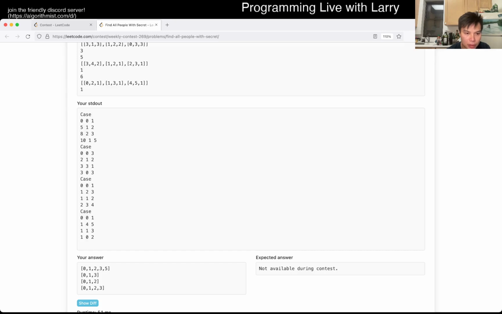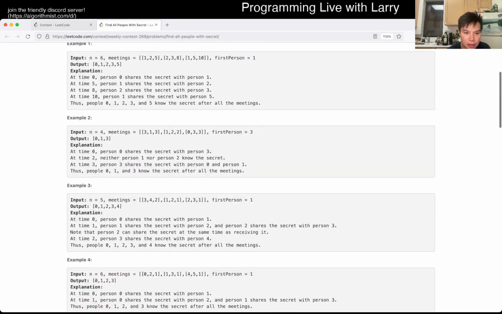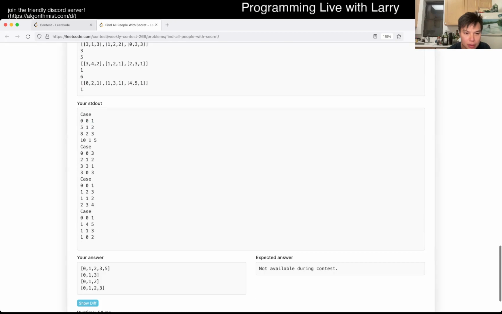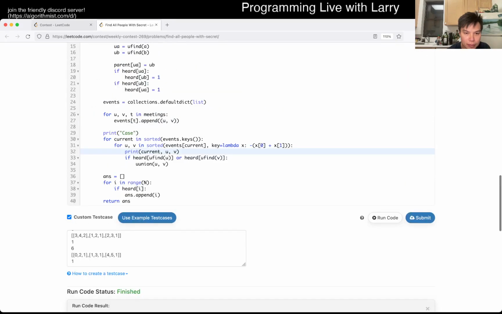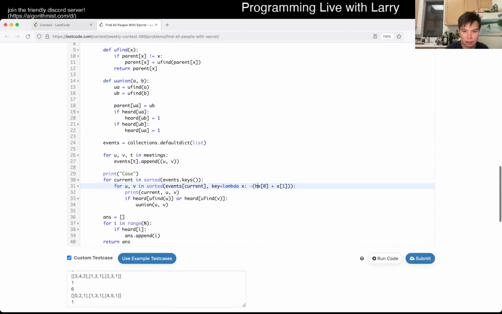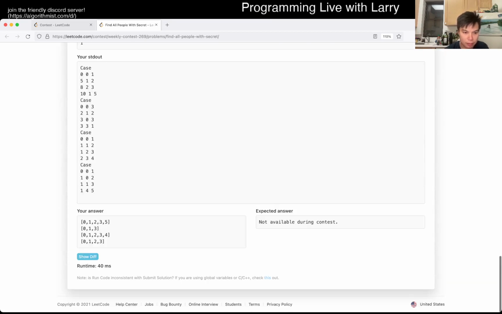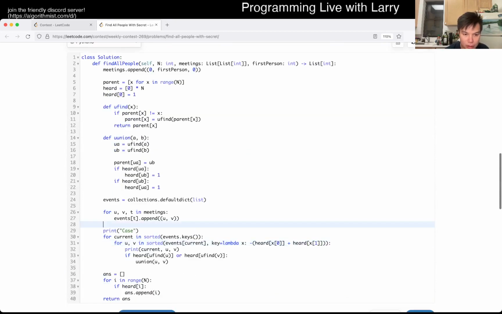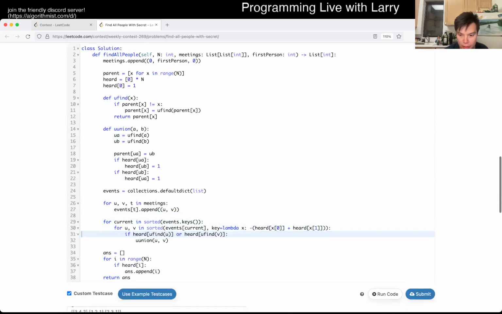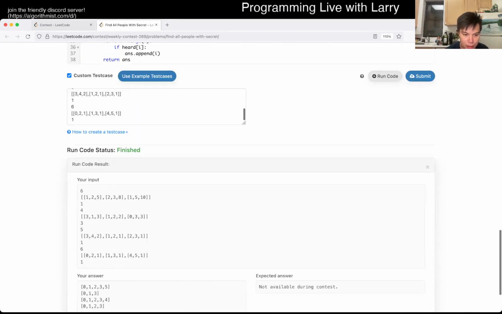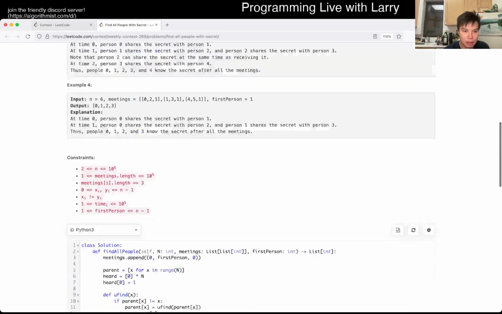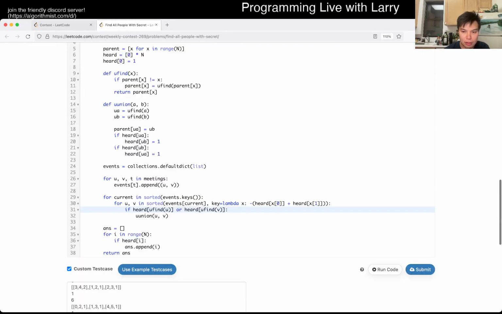Did I mess up the sorting? Oh, whoops. That's dumb. Okay. Now I don't know if it's gonna be fast enough, so hopefully this is fast enough. 1, 2, 3, 4, 1, 2, 3, 4. Let's go.